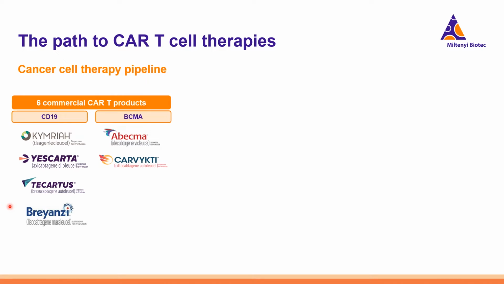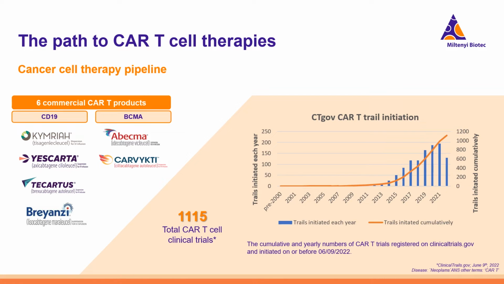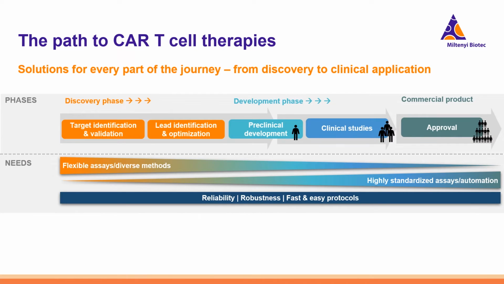However, it's doable, as reflected by the increasing number of commercial CAR T-cell products. And by today, already 6 therapies are marketed to treat CD19 and BCMA-positive malignancies. And a lot more are in the pipeline. By today, a total of 1,115 clinical trials are initiated, and the numbers are rapidly increasing, as shown by this graph here on the right-hand side. The drugs are currently tested in clinical studies worldwide, underwent the depicted path, and have had a need for phase-specific solutions, and for solutions that enable a transition from one phase to the other.